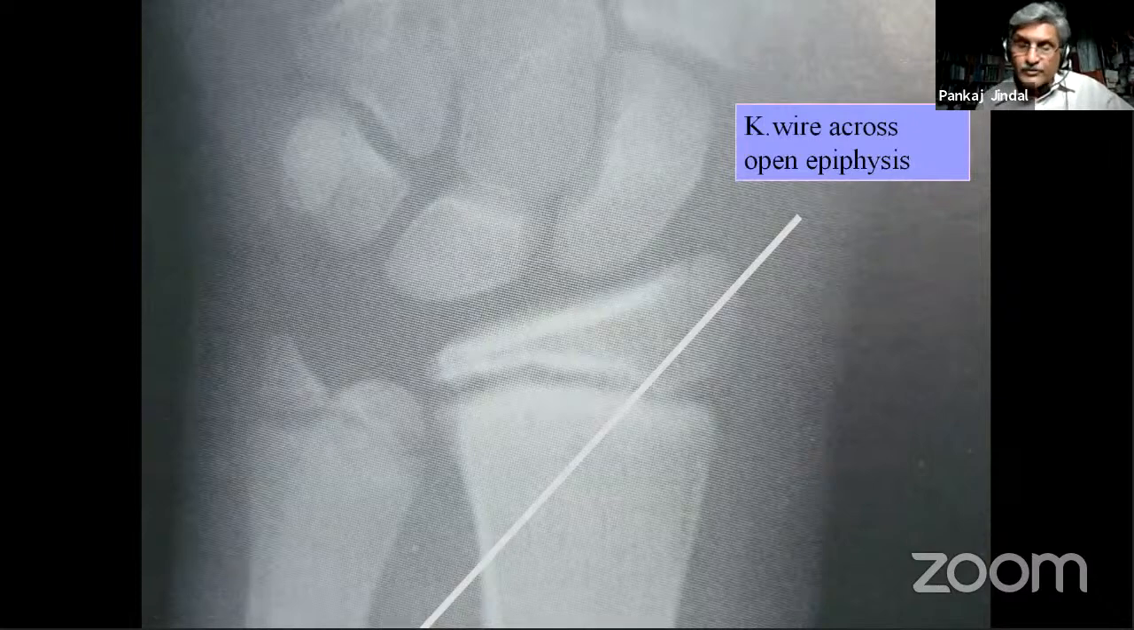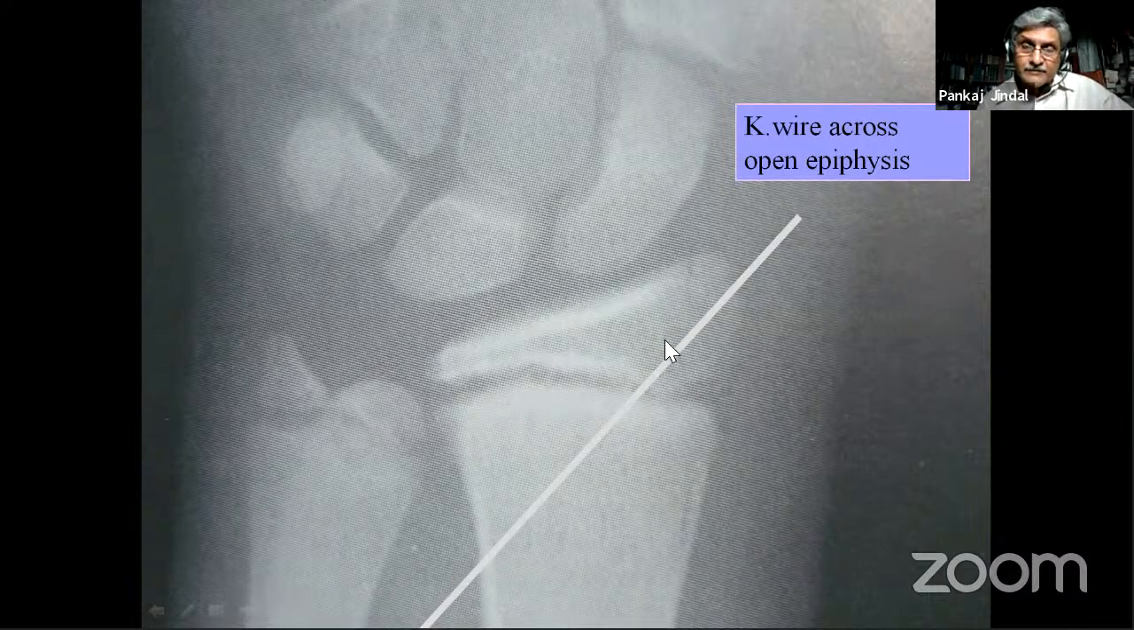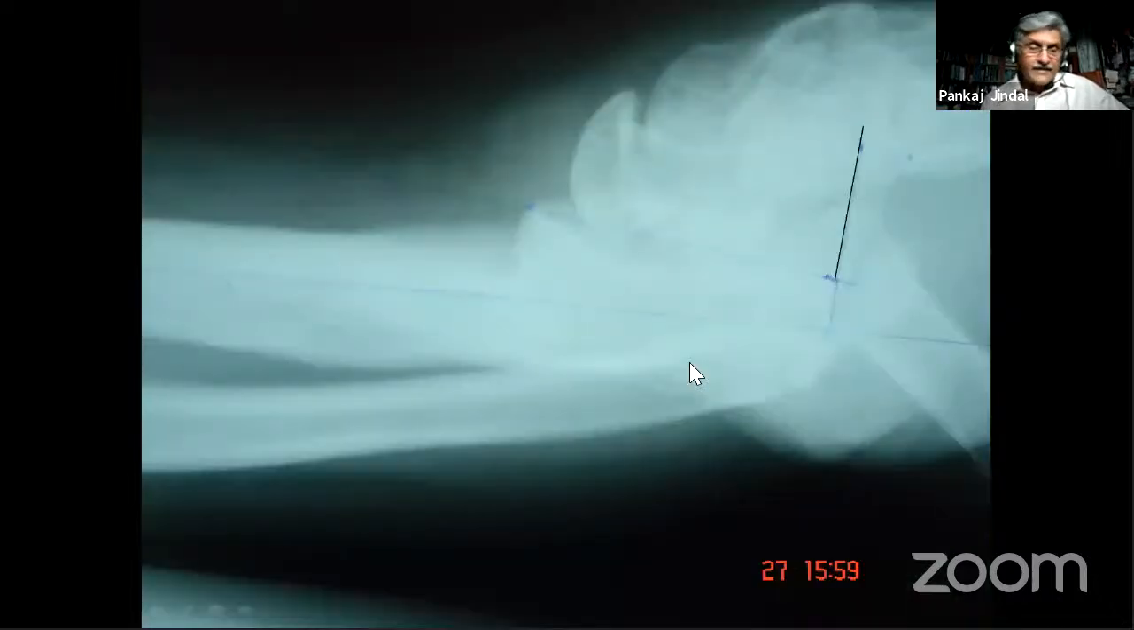So what happened, to recapitulate the story, he had a K-wire. There was a premature epiphyseal closure only on the one side. Epiphyseal block was formed here. So this continued to grow on the intermediate column, but not on the radial column here, and ended up into this kind of a problem here.